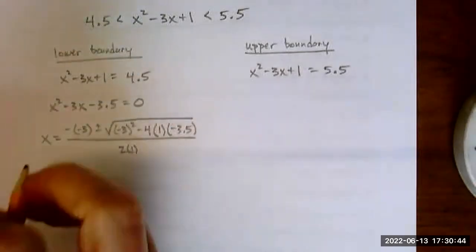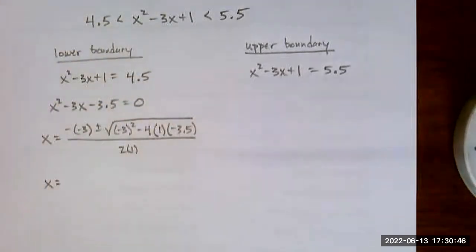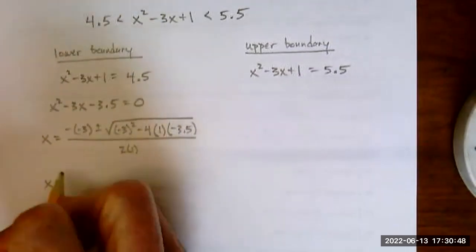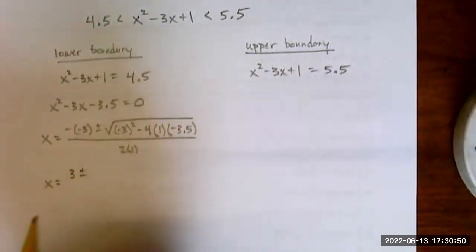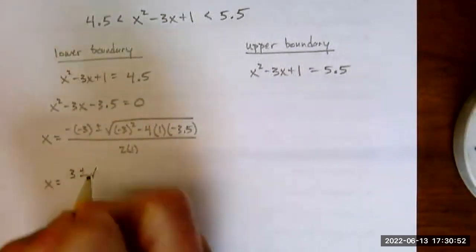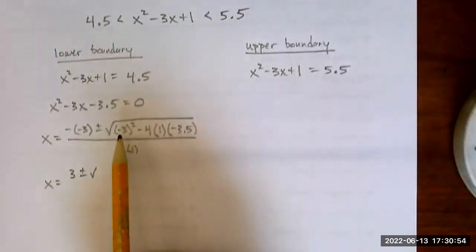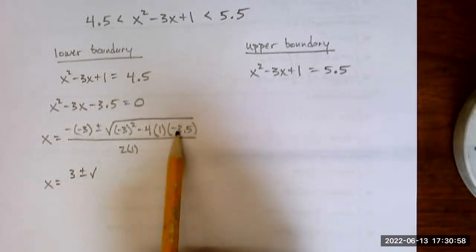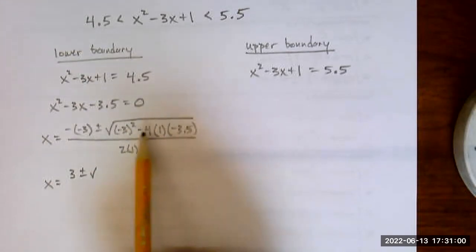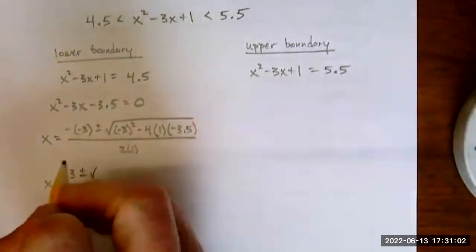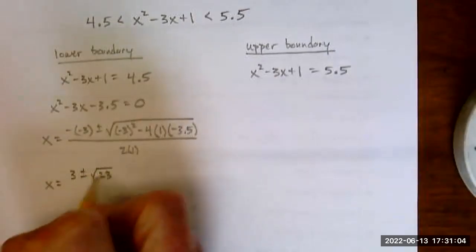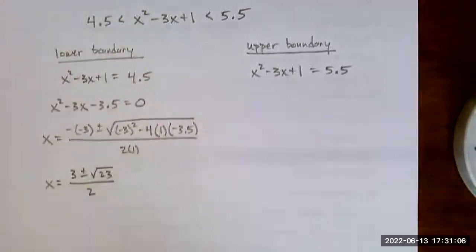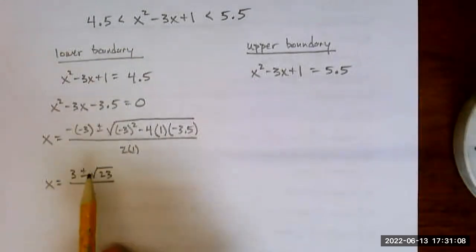All right. So what do we have here? That's 3 plus or minus. If you do all of this work, that's going to be 9 plus 14, I think. We're going to end up with 23, over 2. It's going to give us 2 results.